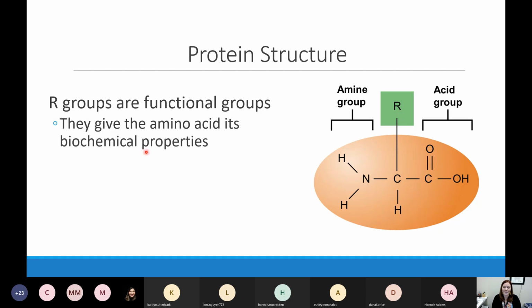speak, this is what gives an amino acid its biochemical properties, which is a fancy word for saying, how do you feel about water? What kind of chemical bonds can you make? Those things are biochemical properties. I like to think about that as the personality type of an amino acid.